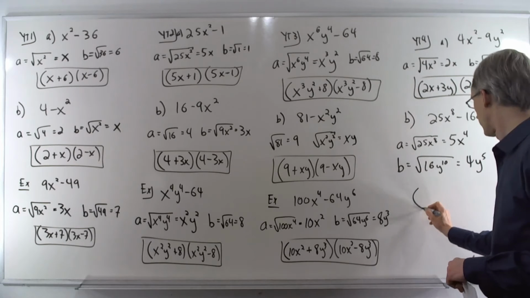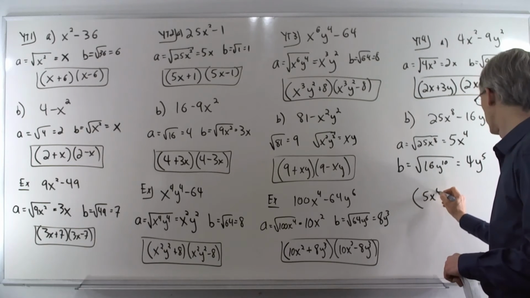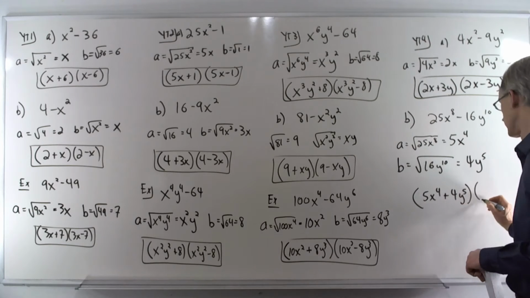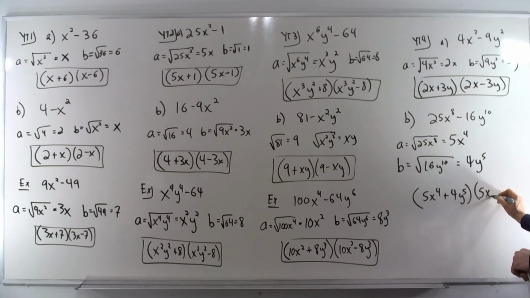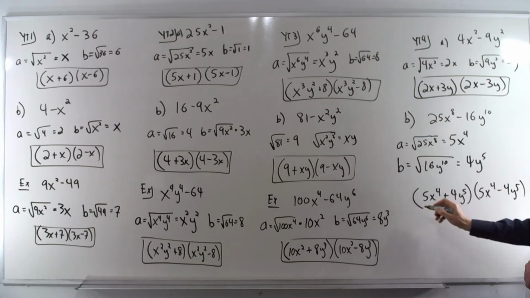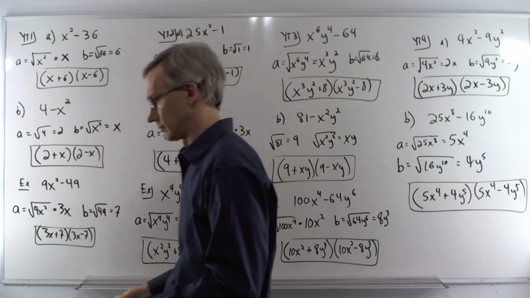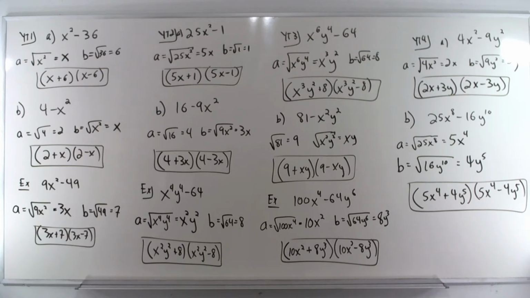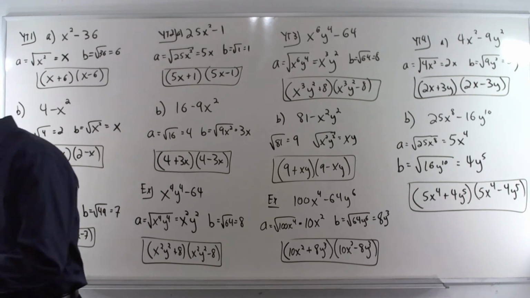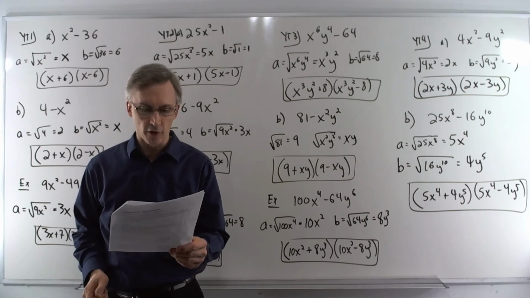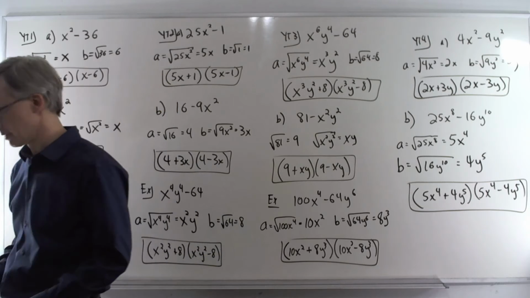Plugging A and B into the formula, we get (5x to the 4th plus 4y to the 5th) times (5x to the 4th minus 4y to the 5th). Now we're moving on to perfect square trinomials. Please FOIL and simplify those two expressions.